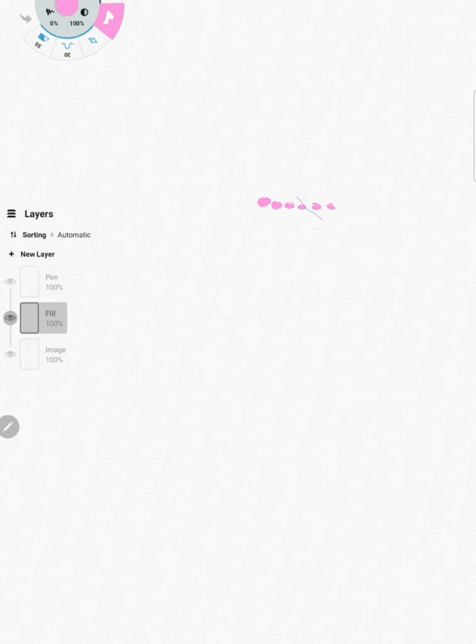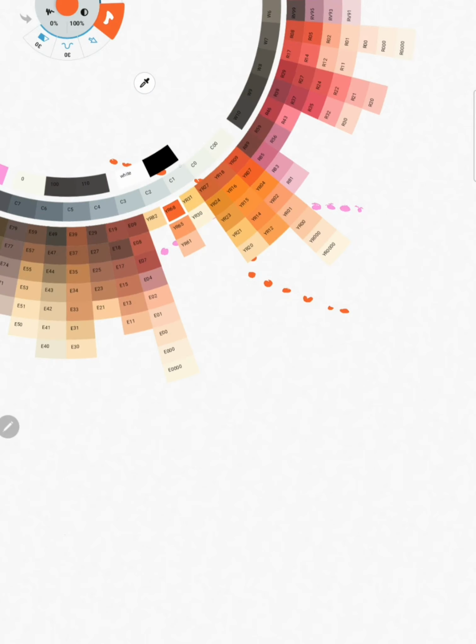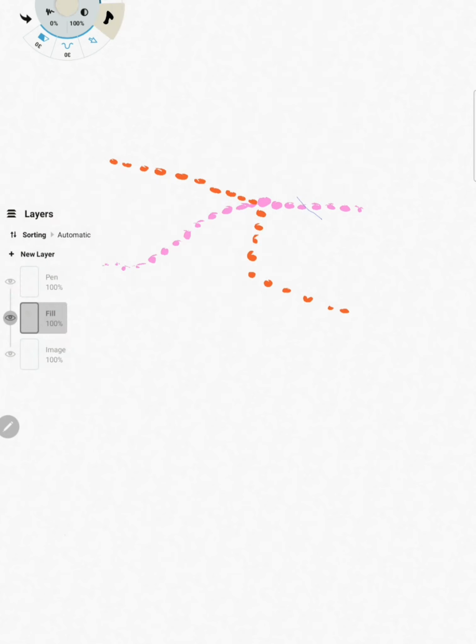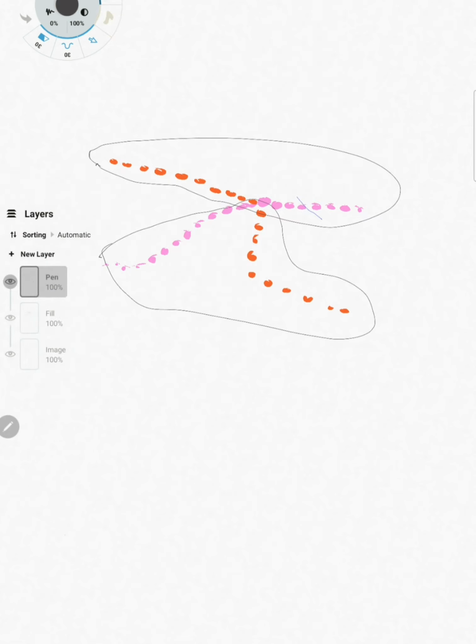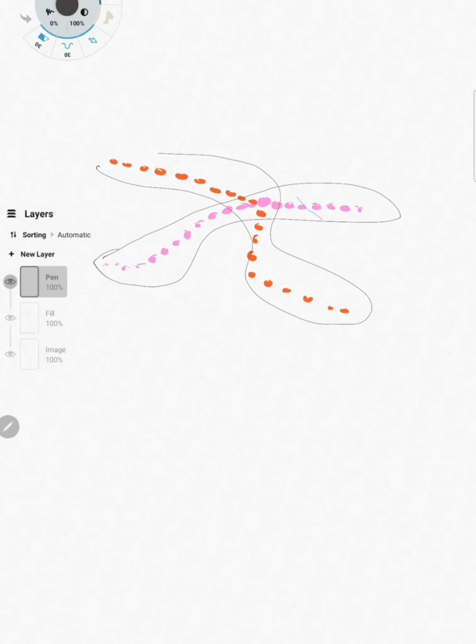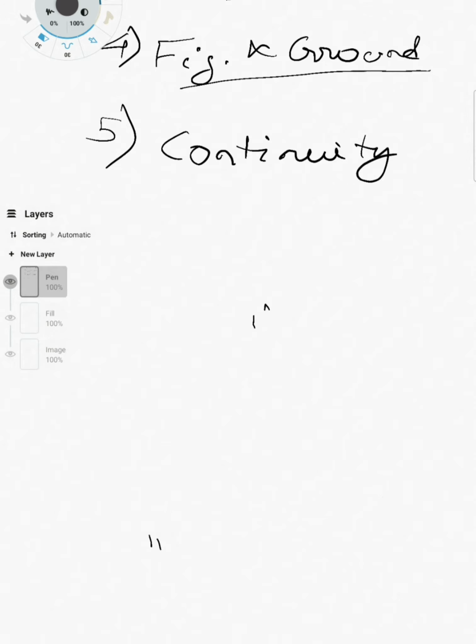The fifth principle is the principle of continuity. Let's say, for example, there is a string of dots in pink and there is another string of dots in yellow. Now if you look closely, you will see that the string of dots forming a simple straight line forms a group and another one forms a different group.